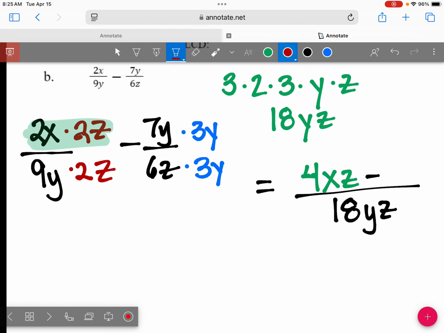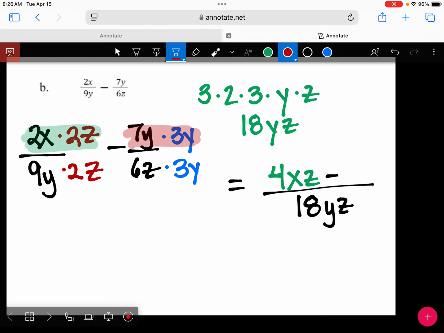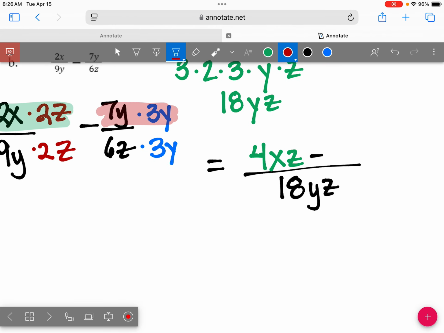Now we're going to highlight or multiply these two. 7y times 3y. 7 times 3, multiply that in your calculator. What do you get? 21. And what's y times y? Y squared. And that would be your final answer.